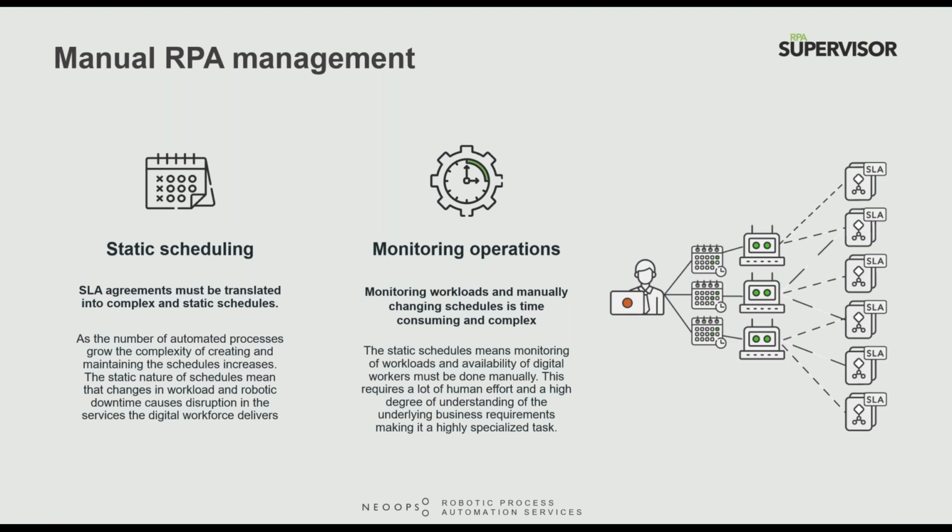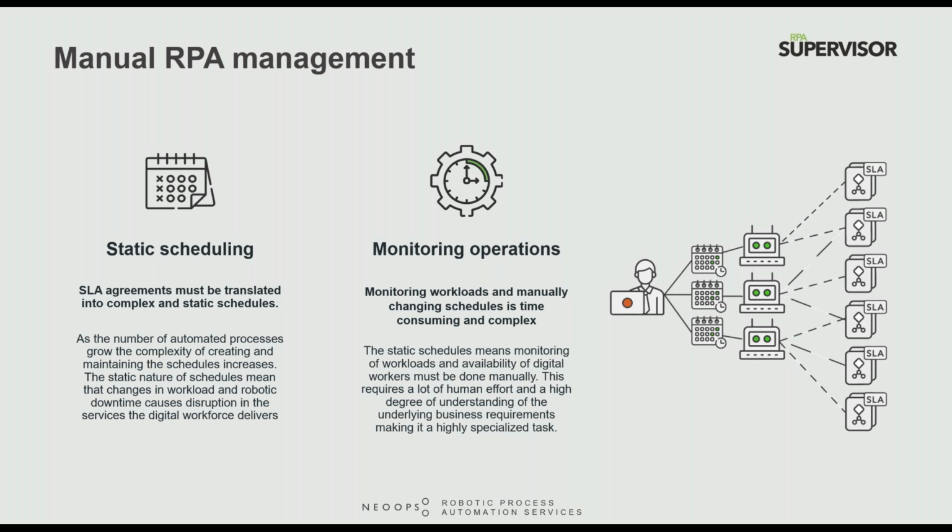And just to describe it in Blue Prism words, what Blue Prism offers, the control room, we still have to do static scheduling. We can't actually easily translate SLA agreements, which business may require from RPA operations. We still have to translate it into complex and static schedules. It's pretty simple and easy at the beginning when you jump on the RPA journey, when you have several processes. But if the number of processes is growing, this becomes quite a challenging situation.